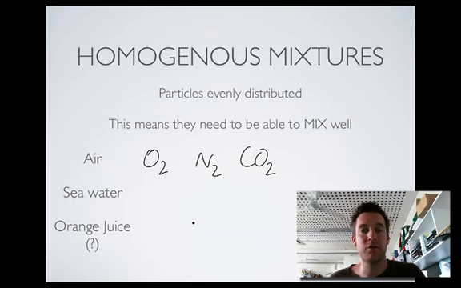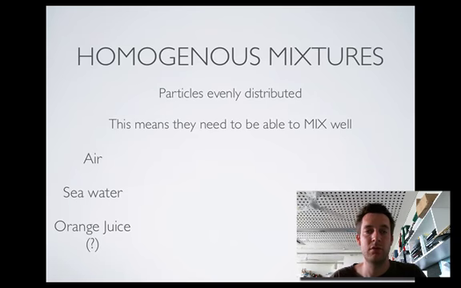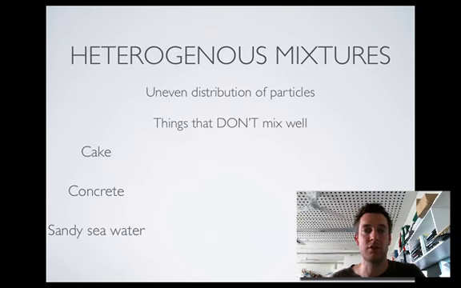But if you've got bits in it, then there's an uneven distribution of particles, right? There'll be bitty parts of the orange juice and there'll be not bitty parts. So depending on what kind of orange juice I've got, it might be homogeneous if it's smooth, but if it's got bits in it, then it's not an evenly distributed mixture. And that kind of mixture would be called a heterogeneous mixture, where there's an uneven distribution.